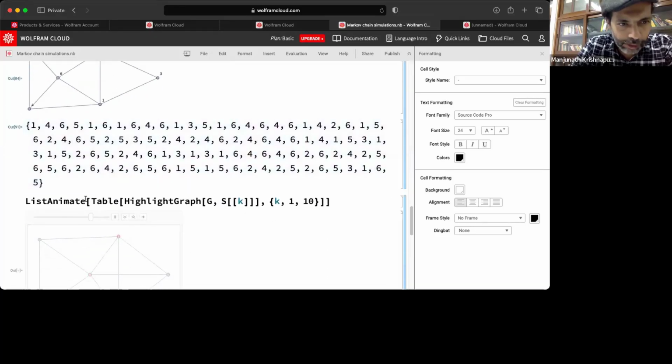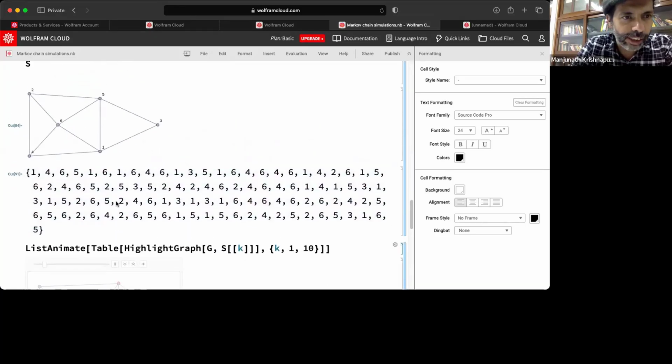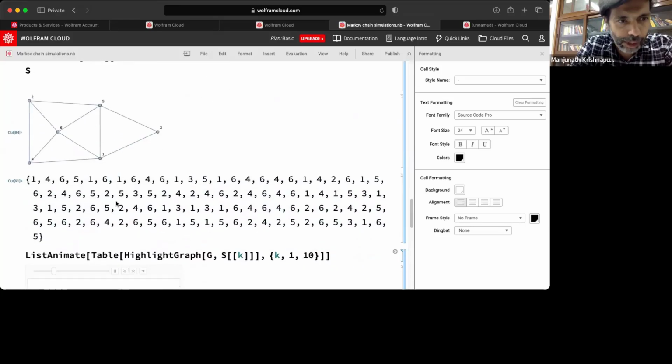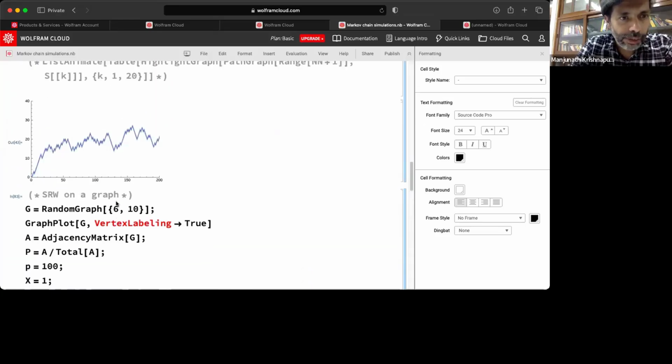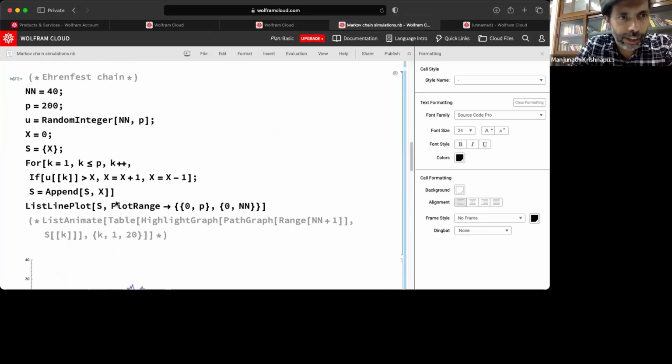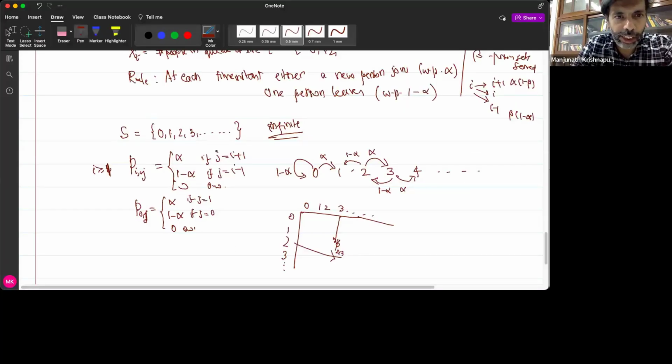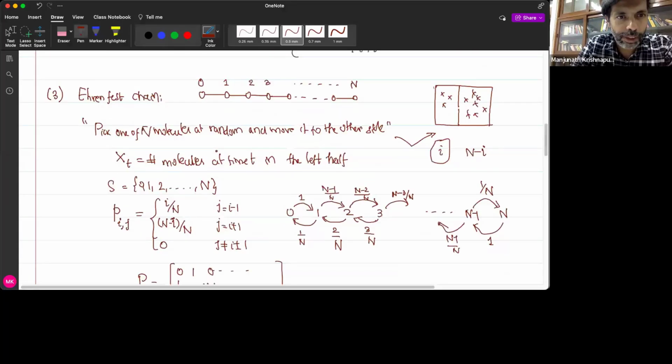I had this animated, but for some reason, whenever I run it, it seems to be causing problems. So I will not run that animation. Then the Ehrenfest chain also, somebody had written that the Ehrenfest chain was not so clear. So maybe I will just illustrate here. You may recall that Ehrenfest chain. Let's just go back to the example.